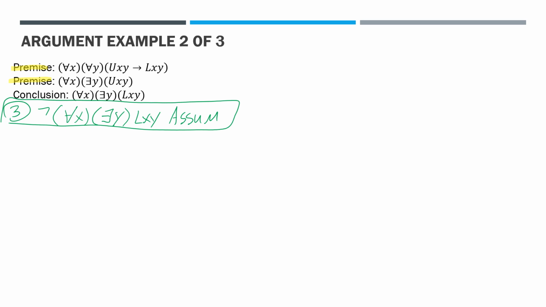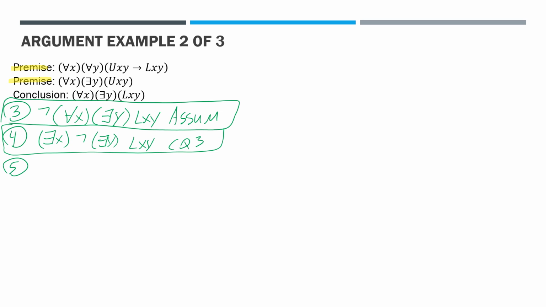We don't want a negation sign in front of a quantifier, so we'll do a change of quantifier rule. For line 4, from line 3, we can get there exists some x such that it is not the case that there exists some y such that LXY. For line 5, we can do an existential instantiation. So we'll say it is not the case that there exists some y, and we'll substitute a for x, so LAY. Existential instantiation, line 4.